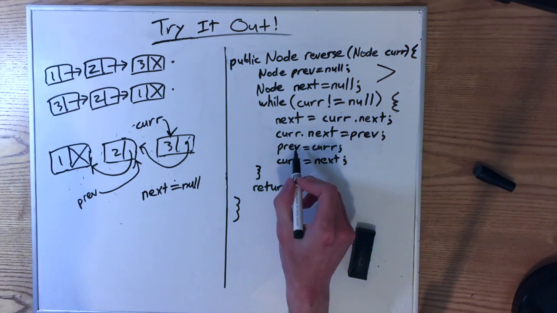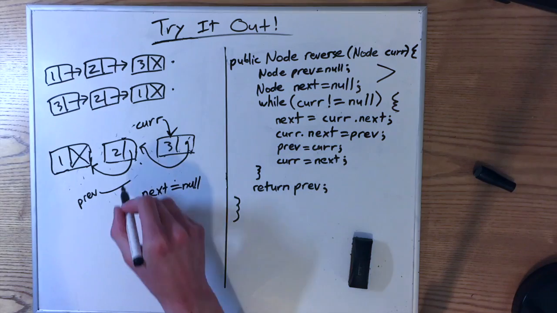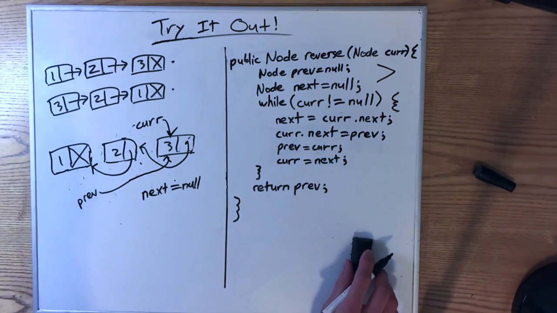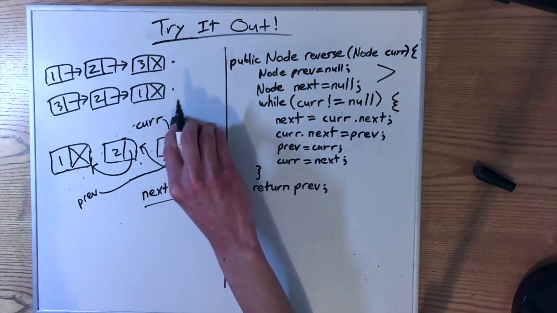So looks like things are going well. Then we see prev equals cur, so prev now points to the third node, and then cur equals next. Well, we see that next has been set to null. So cur will now also be equal to null.